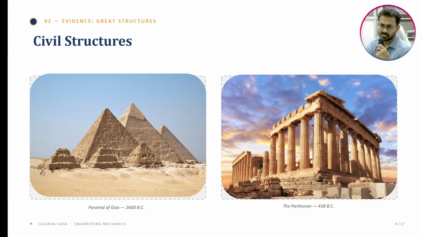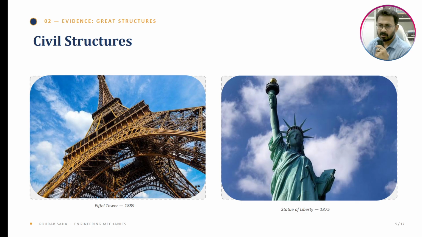1889. So if I go back here, the Parthenon was built in 438 BC, after a long time, at least 2000 years, we are seeing this Eiffel Tower. So how much time has passed in between? Human civilization has gone through a lot of rise and fall and a lot of decadal change in this time, almost 2000 years of change. Look at the next picture, which is the Statue of Liberty.